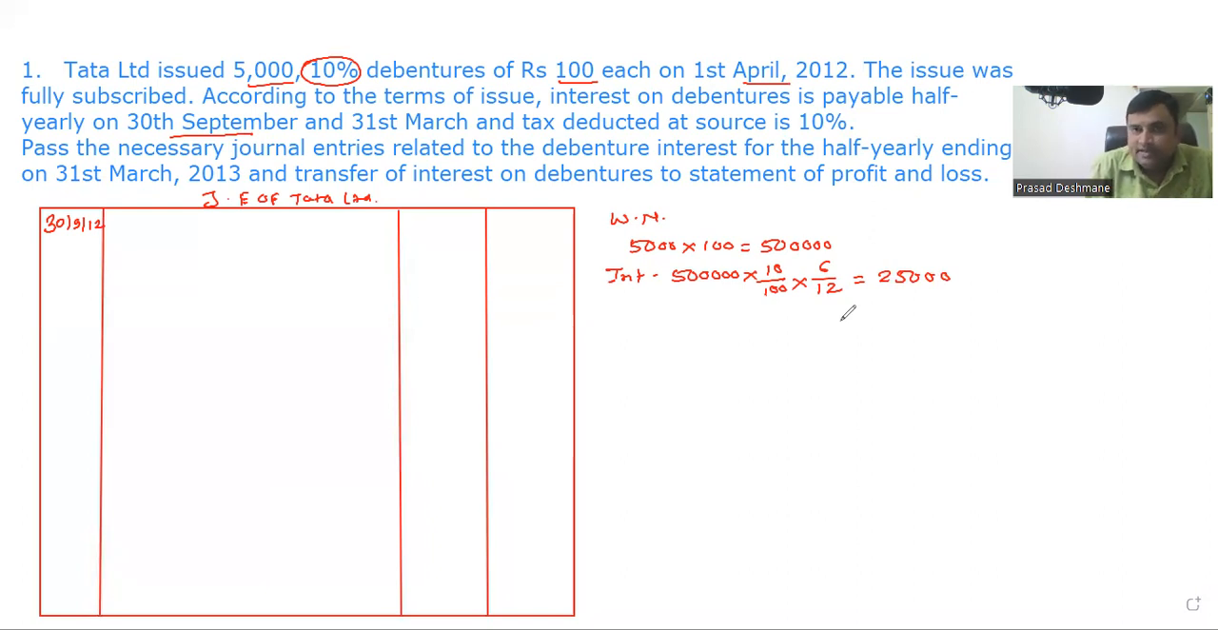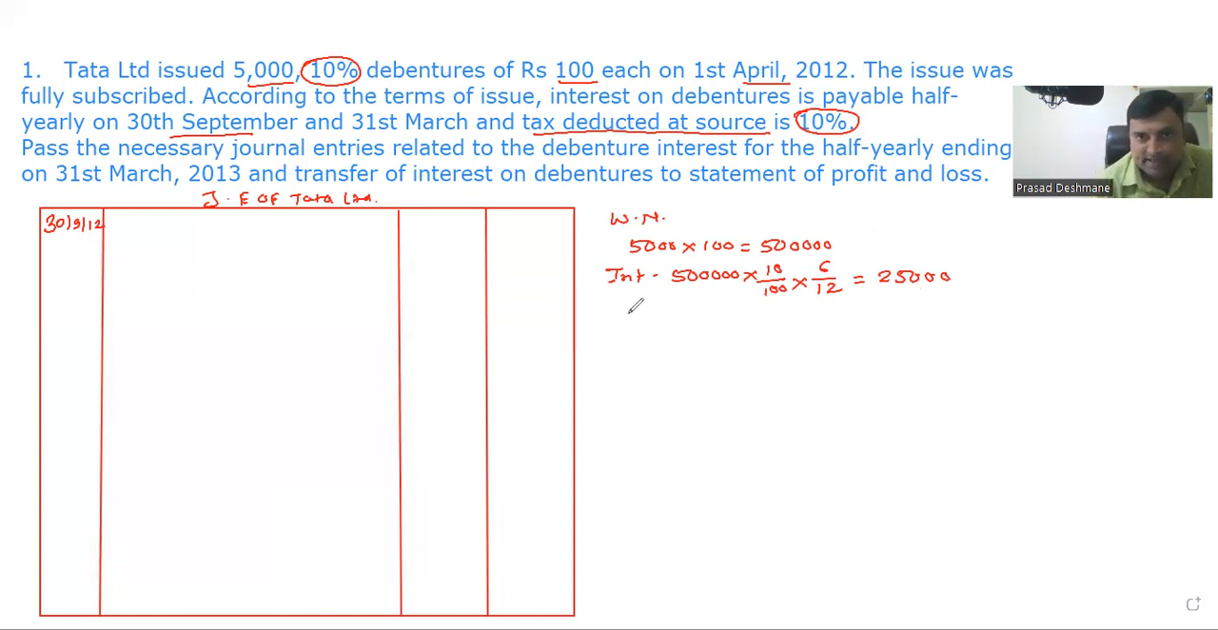Now, 25,000 interest we are supposed to pay. And as I mentioned, in this sum we have a TDS, tax deducted at source. What is the percentage given for that? 10%. So instead of paying 25,000 to the debenture holder, we'll pay 25,000 minus 10%, because 10% will be paid as tax to the government on behalf of the debenture holder.